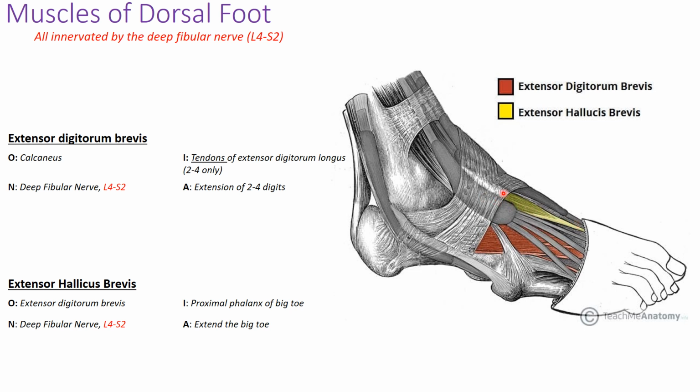The extensor hallucis brevis is going to originate from the tendons of the extensor digitorum brevis, and then it's going to come medially into the proximal phalanx of the big toe, and it's going to extend the big toe. Once again, innervated by the deep fibular nerve as it's running down through the anterior compartment of the leg into the dorsal aspect of the foot. So these are two muscles of the dorsum of the foot.